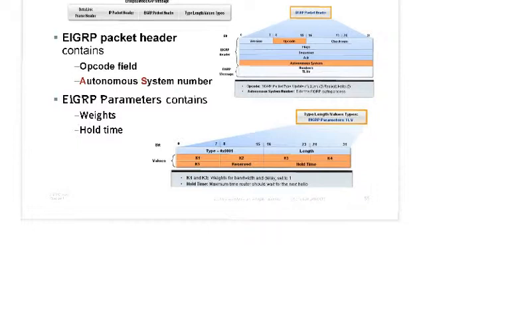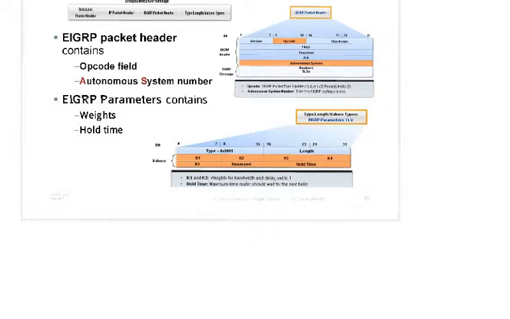So first, the EIGRP packet header contains 2 important fields, which is the opcode, or the operation code field. The opcode field indicates 5 different types. It's not like RIP. In RIP, we said that we use request and reply, and that's it. Here we have 5 different types. And also the autonomous system number.